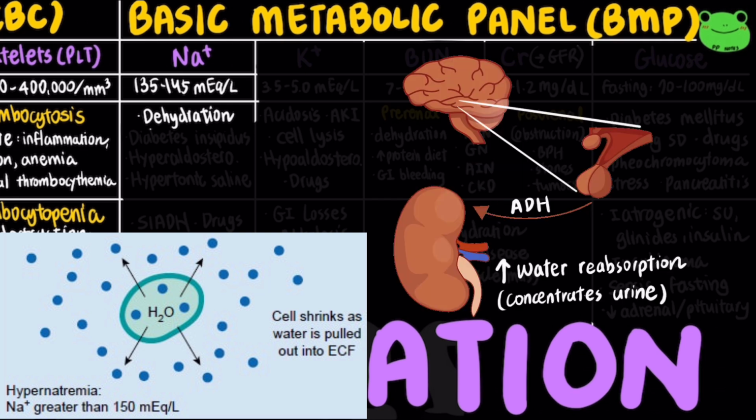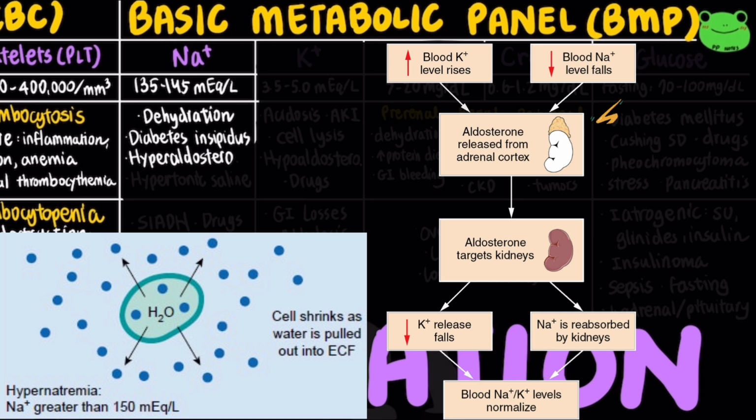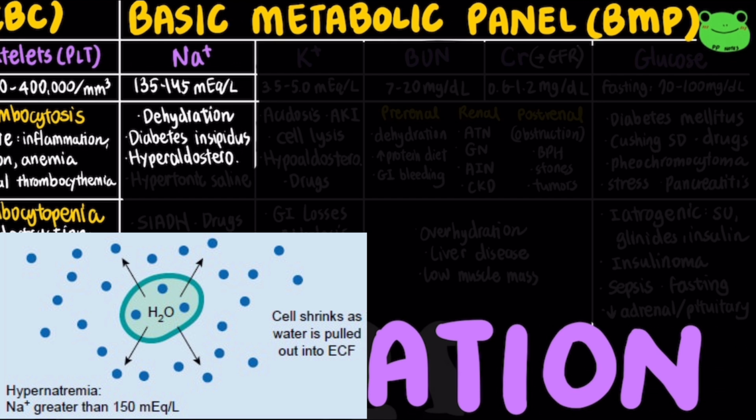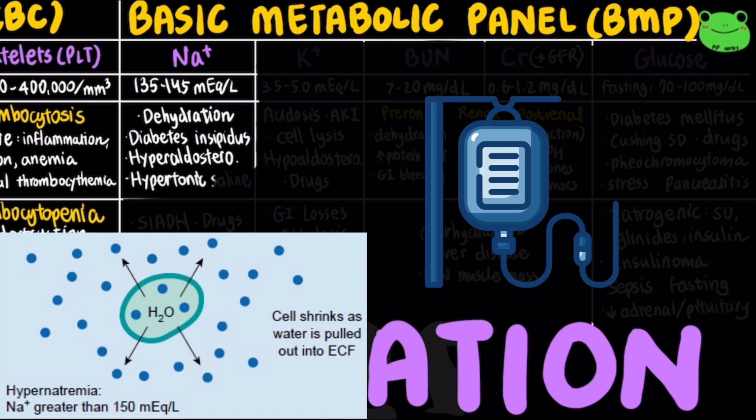the elderly. Diabetes insipidus, where the body lacks or doesn't respond to the antidiuretic hormone, or ADH, which usually concentrates urine. Hyperaldosteronism, where excess aldosterone causes the kidneys to retain sodium and excrete potassium. Iatrogenic causes, such as hypertonic saline or sodium bicarbonate infusions, often seen in ICU settings.